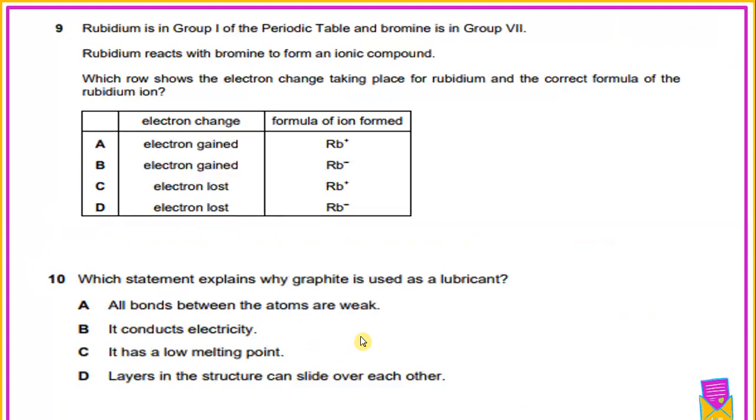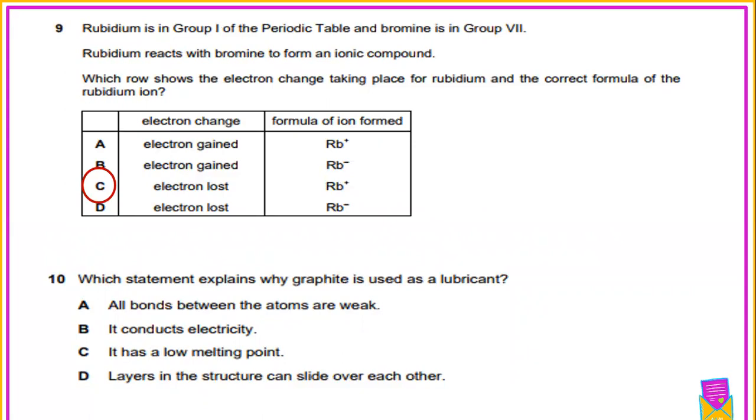Rubidium is in group 1 of the periodic table and bromine is in group 7. Rubidium reacts with bromine to form an ionic compound. Which row shows the electron change taking place for rubidium and the correct formula of the rubidium ion? So I would say that for number 9, the answer would be C.